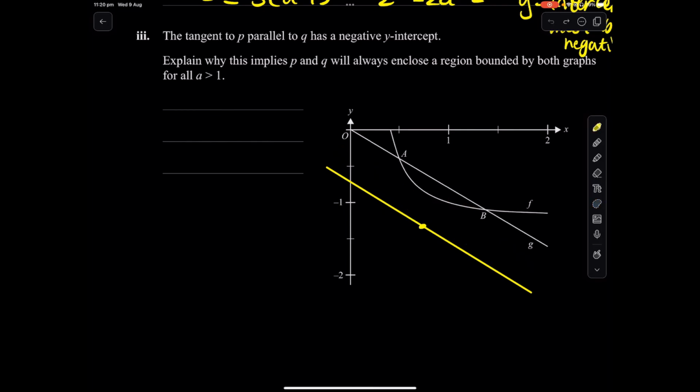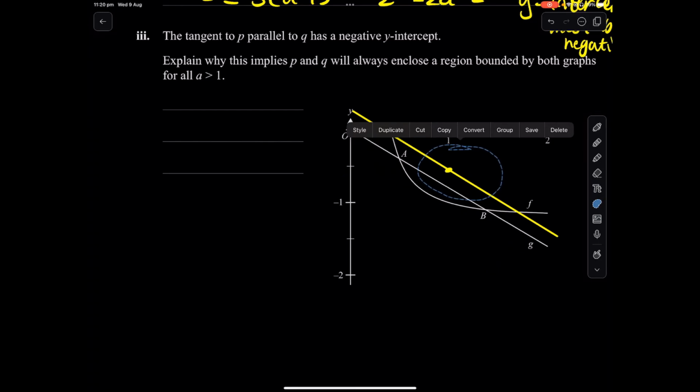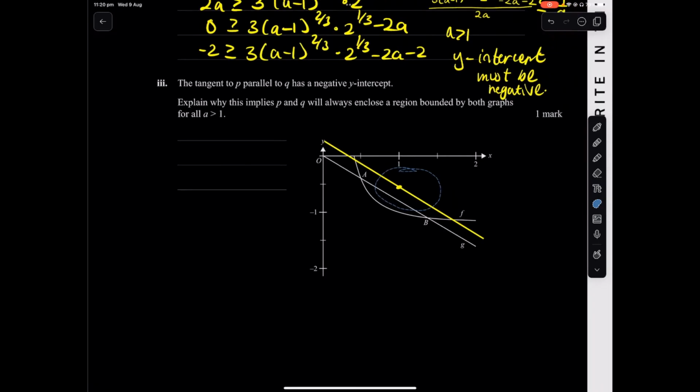Is that maybe a is greater than 0? Or, because if there's a positive y-intercept, then it's something else. Oh my god, this is so confusing. Wait. One mark. The tangent to P parallel to Q has a negative y-intercept. Okay, yes, so negative y-intercept.